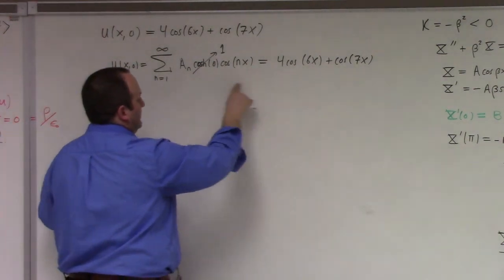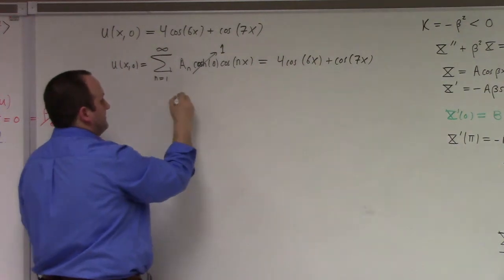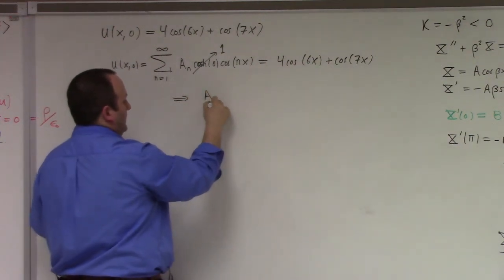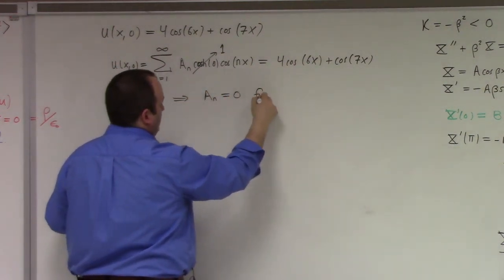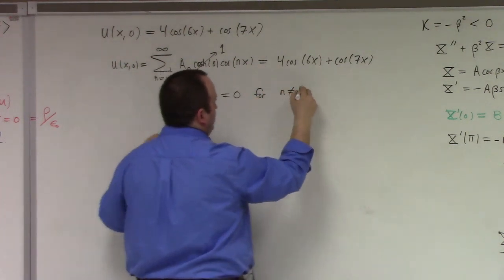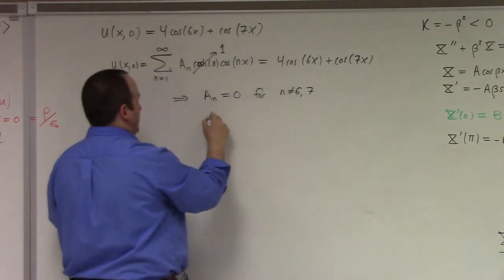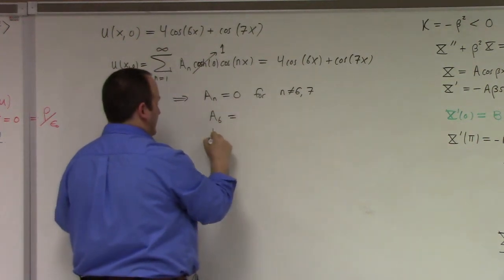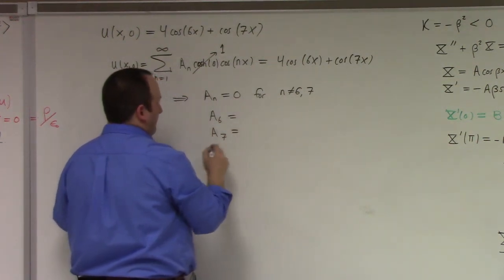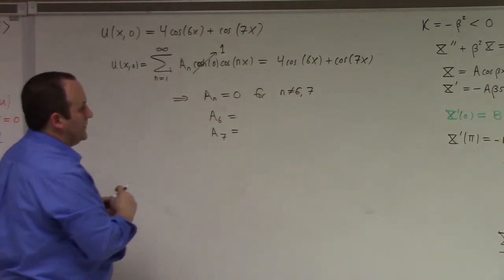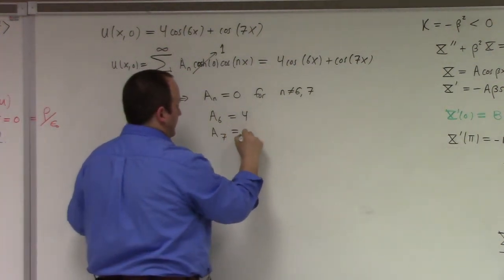So what can you extract from this? a sub n is equal to 0 for n not equal to 6 or 7. And what's a sub 6 equal to? And what's a sub 7 equal to? I got a 4 and I got a 1. Very good, yeah.